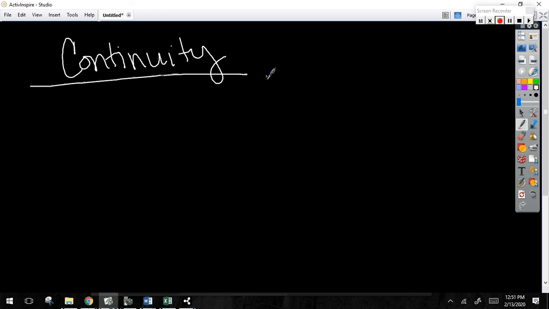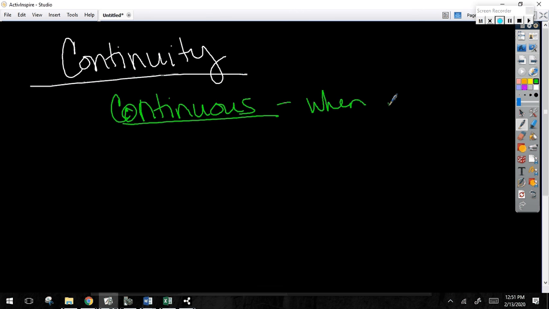All right, we have 2, 3. Well, let's first define continuous, because that will make a little more sense. For right now, we're going to define continuous as a function that when you draw it, this is the easiest way I know to describe it. When you draw, you never lift your pencil up.